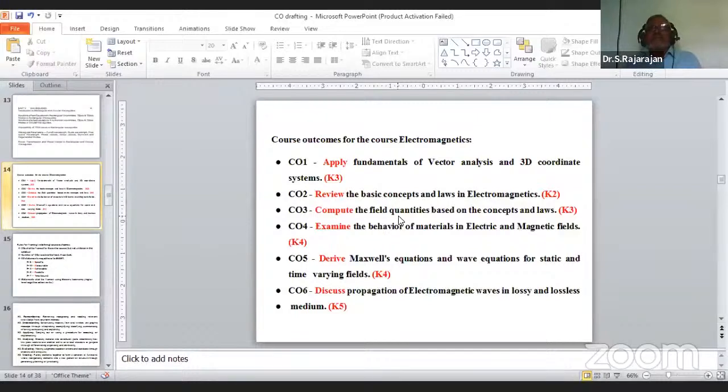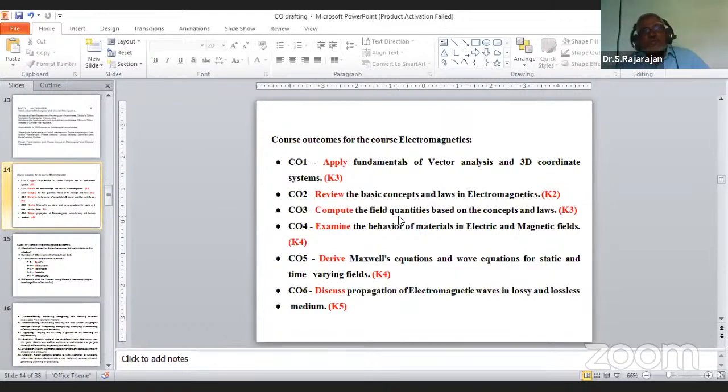In the beginning semester, K1, K2 level. In the next semester, for example as a continuation of electromagnetics, a subject like antennas and wave propagation or transmission lines and waveguides, you can teach at K3 level for those two subjects. Being a prerequisite, this subject will be at K2 level. Nothing wrong in that. But being the subject matter expert, you have to understand what you have to deliver to the students based on their quality, the content delivery, and the knowledge level given in this course outcome.